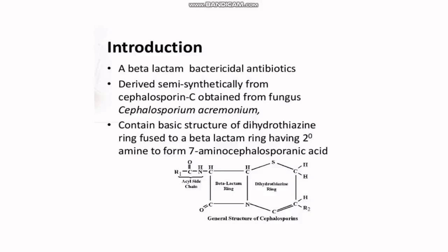Of course, this is a dihydrothiazine ring. From here to here, the 6-member ring can attach with a thia group, sulfur group. It is fused to a beta-lactam ring. This dihydrothiazine ring is fused with the beta-lactam ring, having a secondary amino group, to form 7-aminocephalosporanic acid. So that is the total name.